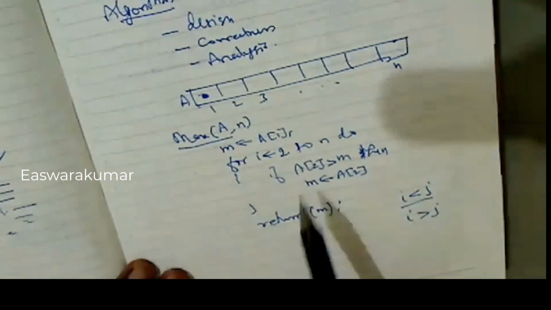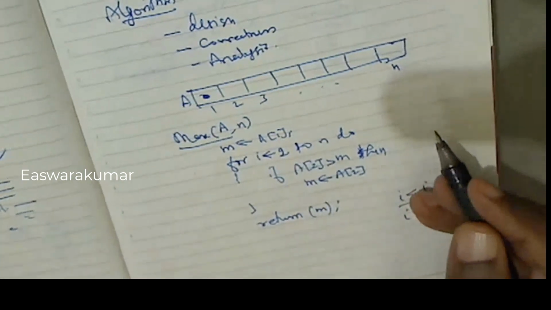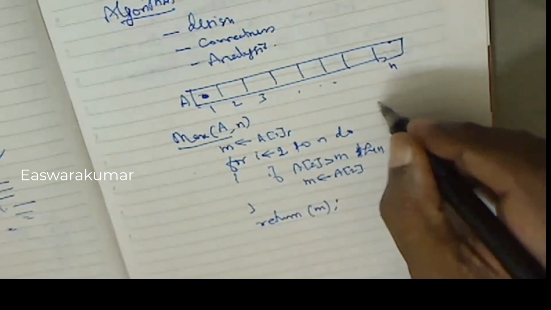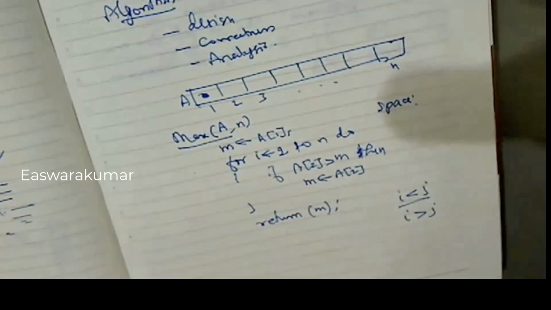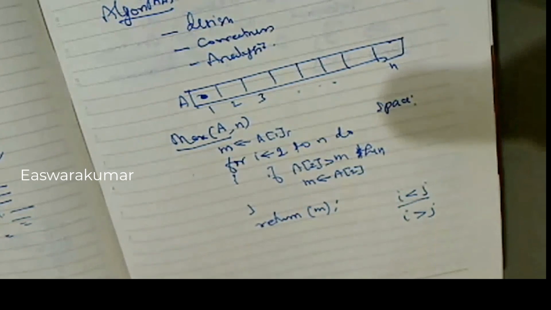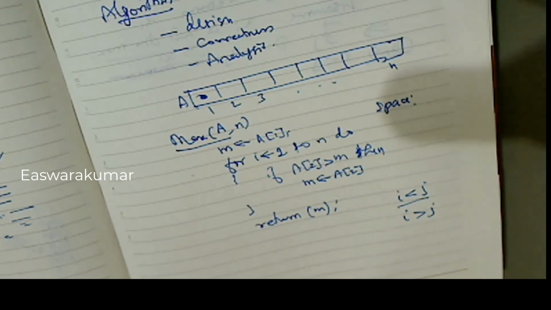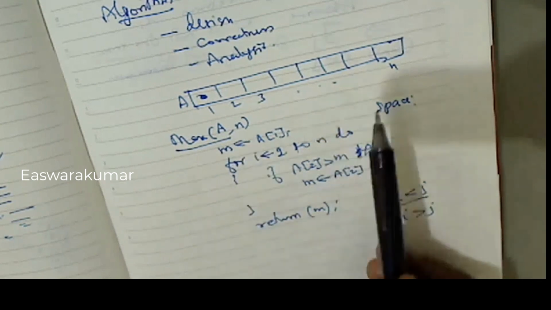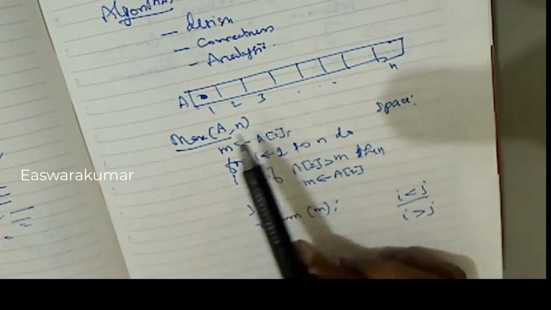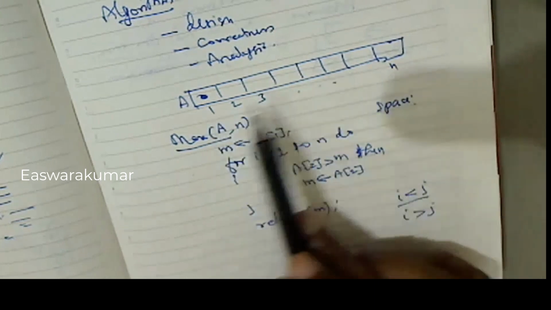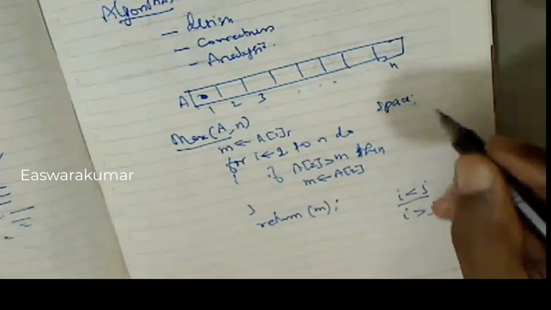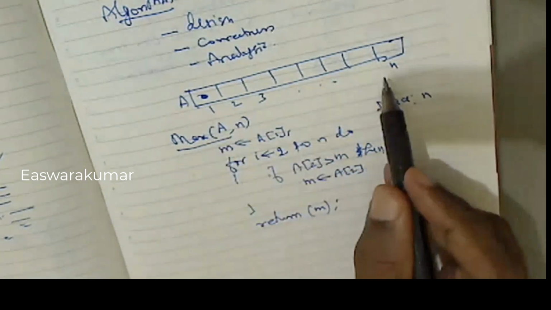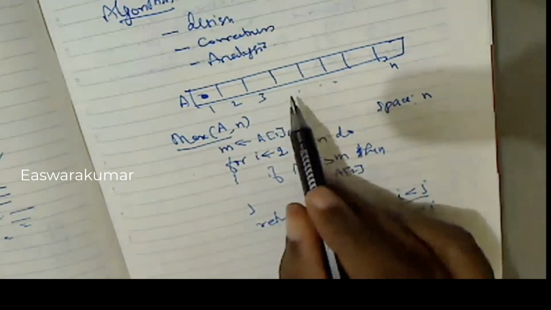Okay, the third component is called analysis. Once again, with this particular example, let us consider analysis. First, we take the space. So here, how much space does it take? That is the number of variables and other things. Here, array A is considered, right? That contains n values. So at least we have to store n values, no? So the space requirement is n for storing the array.